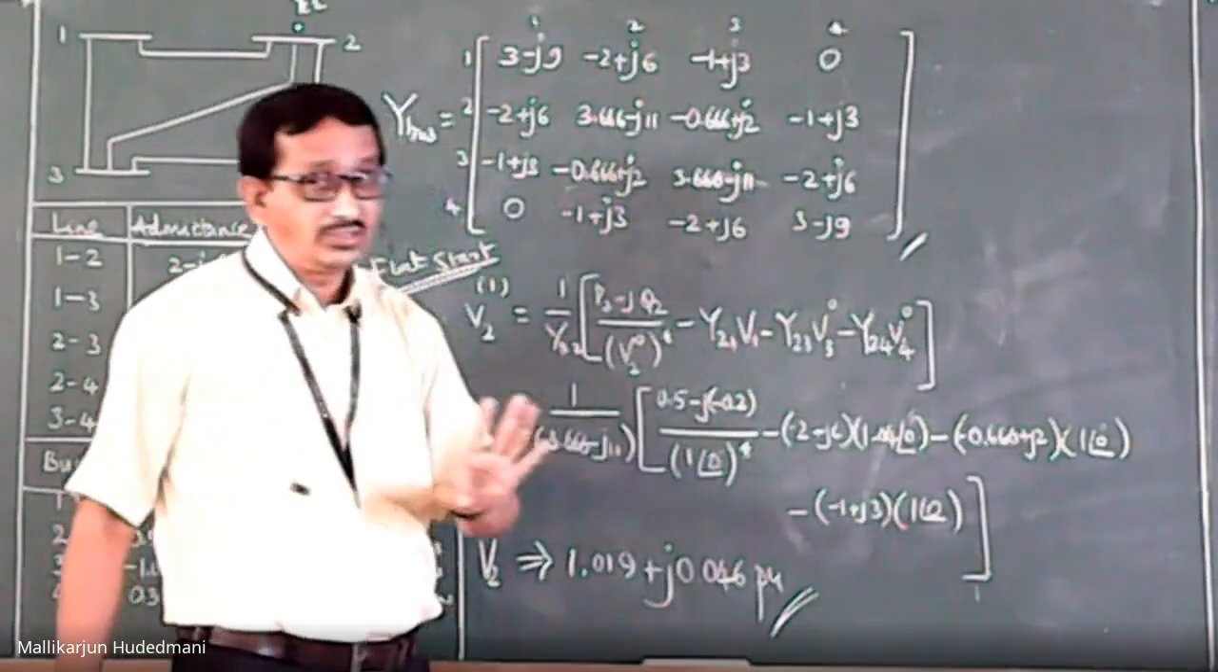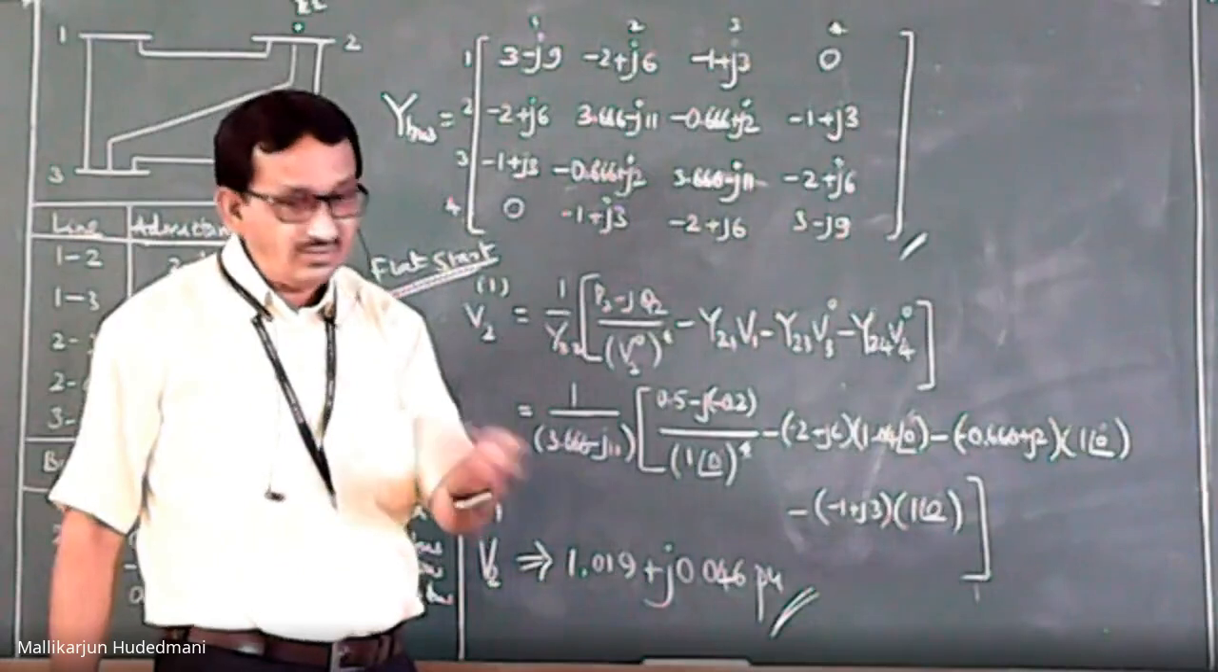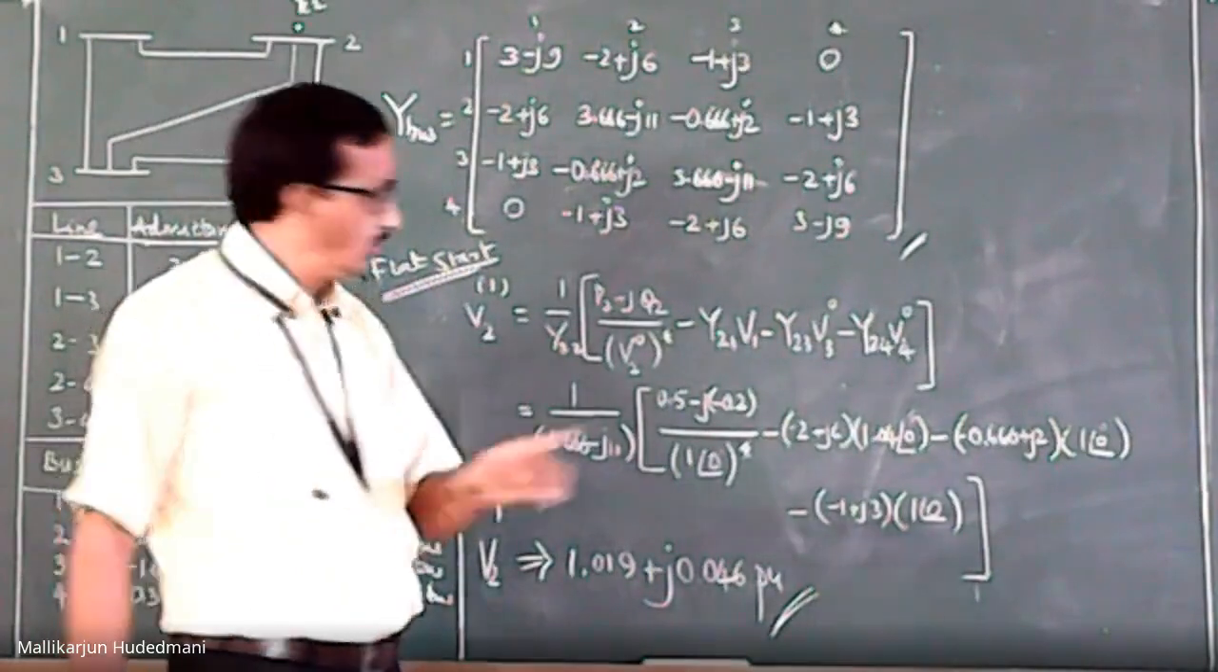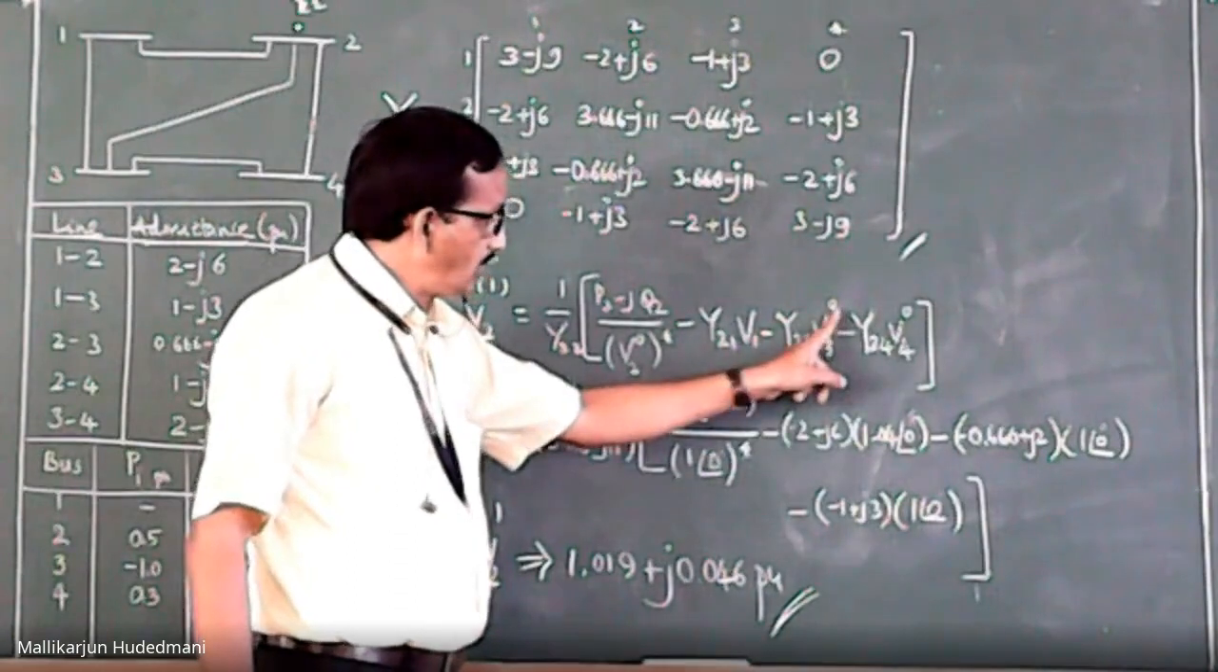Because I have not yet computed the best fit value of bus 3 at the end of iteration 1. I haven't reached bus 3. Still I am at bus 2. Therefore, the initial estimate of bus 3 is V3 0.